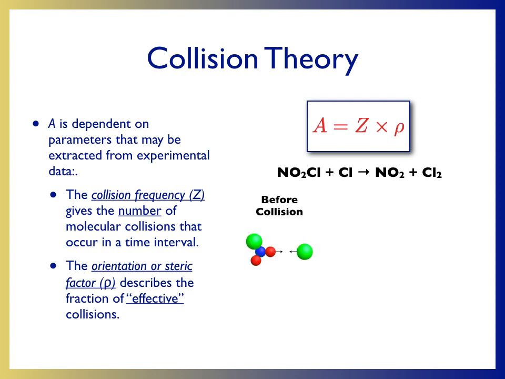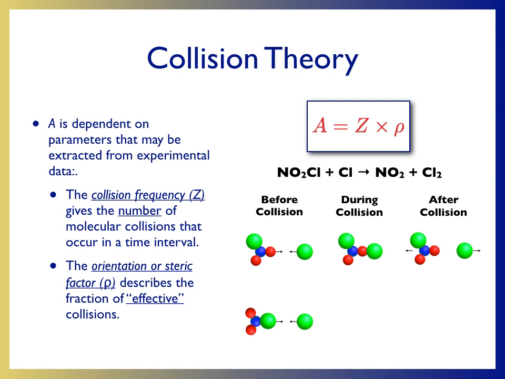This first example shows an ineffective collision. That is, the NO2Cl molecule is not pointing in the correct orientation to form products. So the molecules collide, but no reaction takes place.